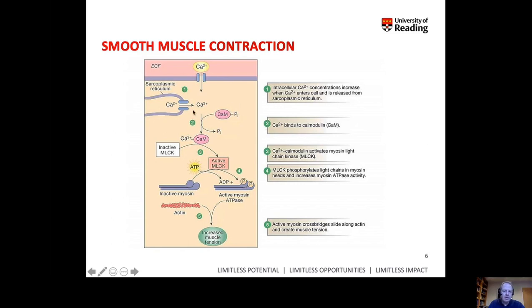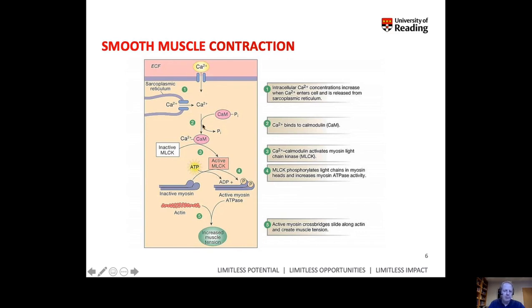Calcium calmodulin in a complex activates myosin light chain kinase, and again, probably as the name suggests, myosin light chain kinase is responsible for phosphorylating the light chains present in the myosin heads, and this is the thing that increases myosin ATPase activity in smooth muscle. So you can see, although we've still got activation of myosin heads, we've still got this energy dependent process.